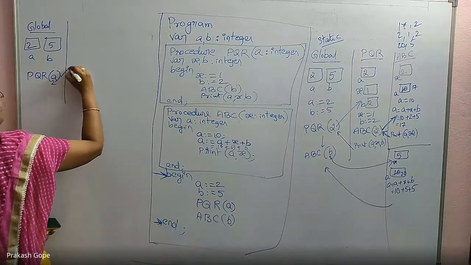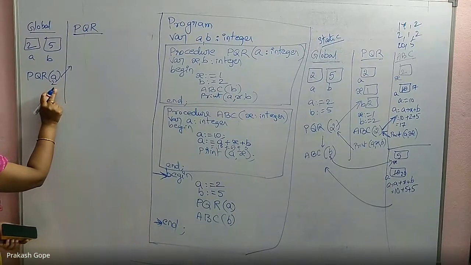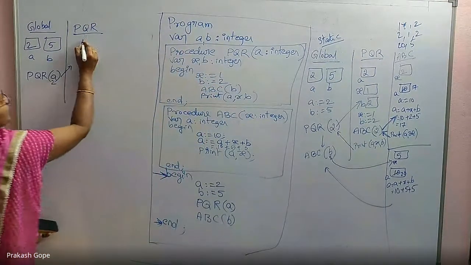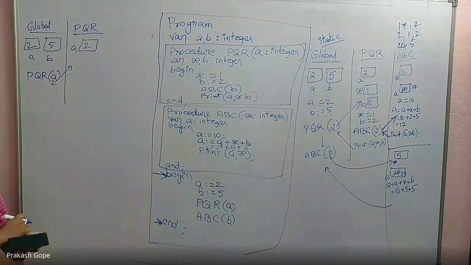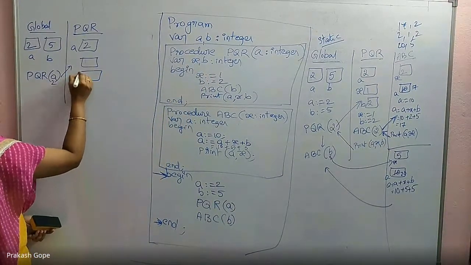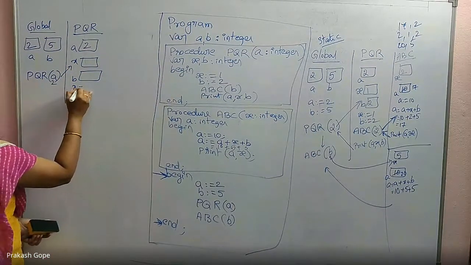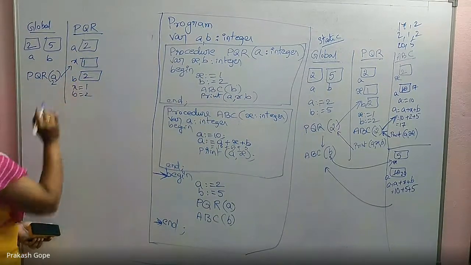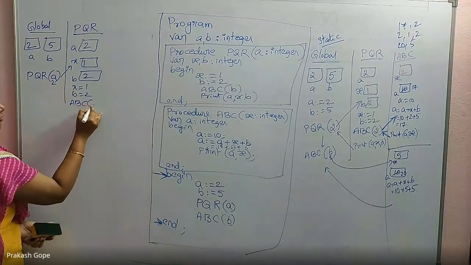So I will jump to the PQR environment by taking the A value as 2. That will be copied to the formal parameter. PQR's formal parameter is A, into which this 2 will be copied. Then there are two locally declared variables, X and B. Now start execution. X equal to 1, B equal to 2. X is local X, B is local B. Assign. Then call ABC of B.